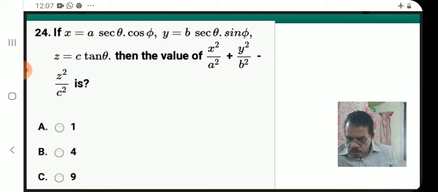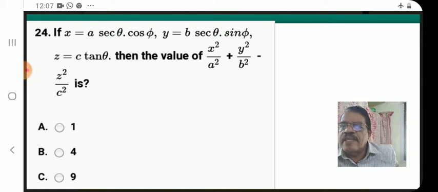Now we see the 24th question. If x is equal to a sec theta into cos phi, y is equal to b sec theta into sin phi, z is equal to c tan theta, then the value of x square by a square plus y square by b square minus z square by c square is. You read the question once again.